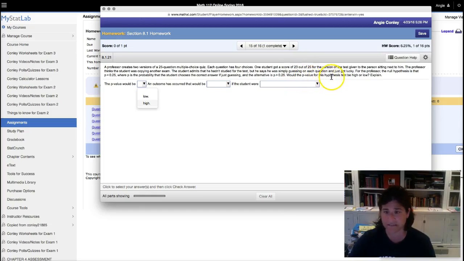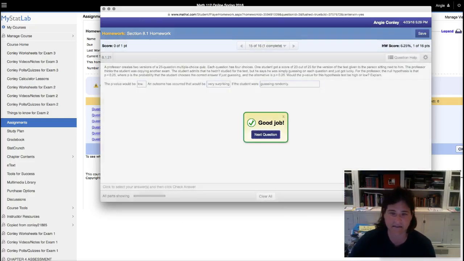So would the p-value for this hypothesis test be high or low? So do you think that the null hypothesis is true? If this student scored 23 out of 25, I believe the p-value would be low. An outcome occurred that would be very surprising, right? If you're just guessing, getting 23 out of 25 is very surprising. If the student were guessing randomly, okay? So if you were guessing randomly, that would be very low. Check my answer. But anyway, I might ask you, what's the p-value?